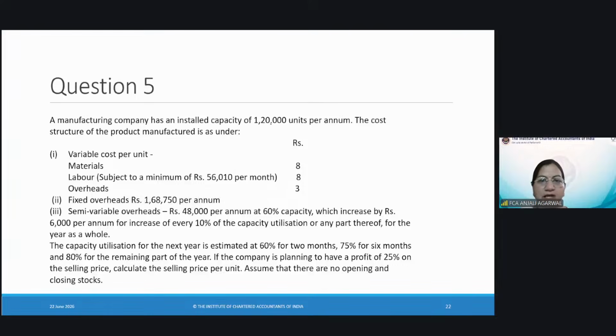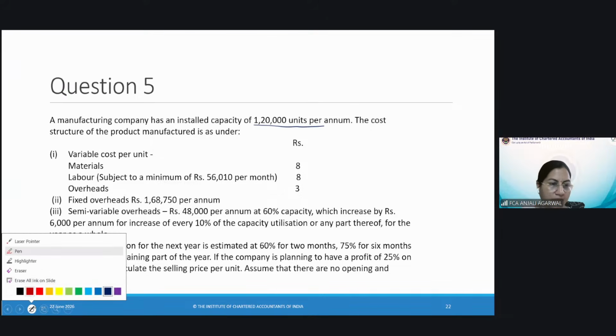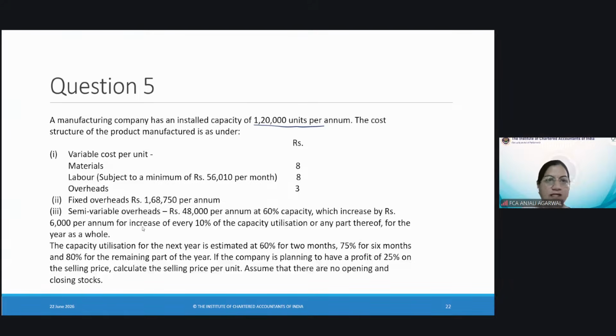A manufacturing company has an installed capacity of 1,20,000 units per annum. If you have any doubt in the previous, please ask now. Okay, so let's discuss this. So 1,20,000 is the installed capacity per annum. If you are working at 100% capacity, then only you will be able to produce 1,20,000 units in a year. The cost structure of the product manufactured is as follows.